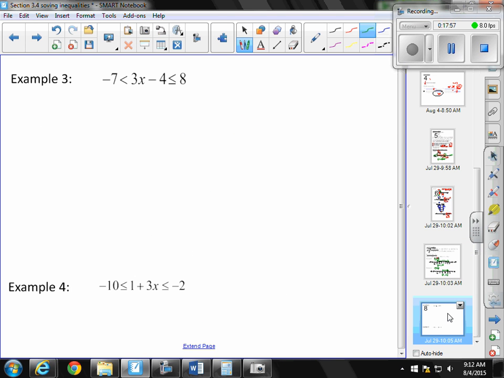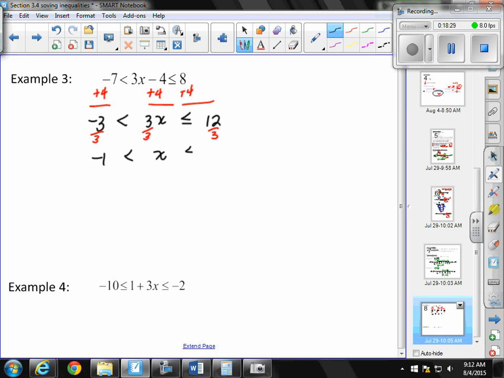And now we're going to do a couple of examples. Again, our goal is to get x by itself in the middle. I'm going to add 4 to all three parts. And this gives me -3 is less than 3x is less than or equal to 12. To get x by itself in the middle, I need to divide all three parts by 3. And that gives me -1 less than x less than or equal to 4.